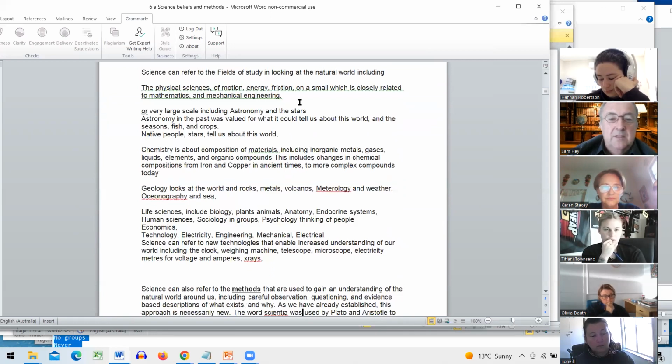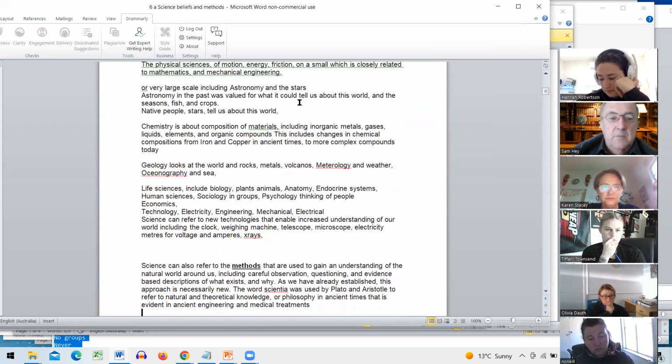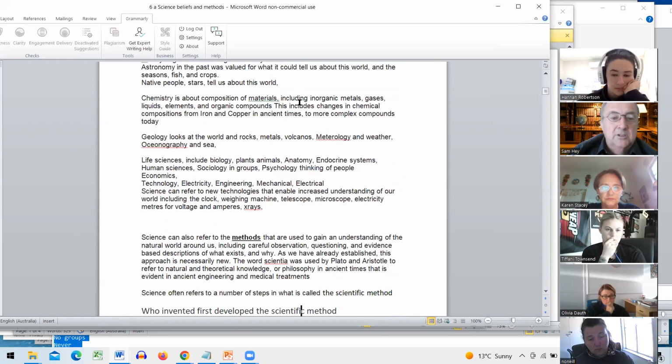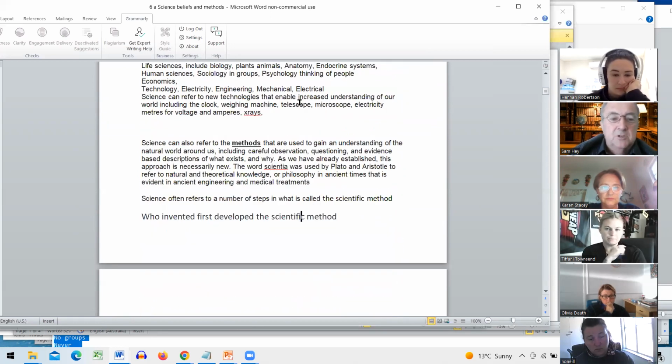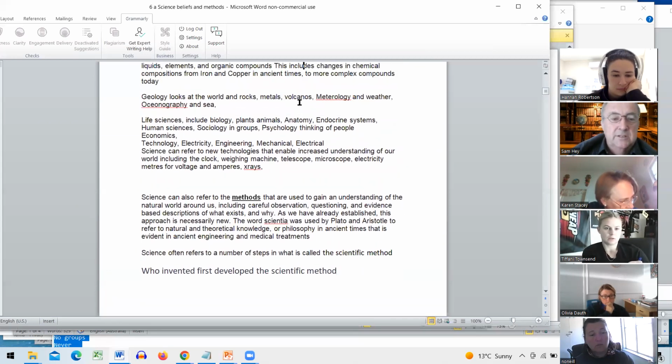Looking at astronomy and the stars helps us to understand. Even native people will see the stars and astronomy, telling them about the seasons, telling them about changes that are taking place. There's chemistry, which tells us about the elements around us. There's life sciences, which tell us about the nature of people.